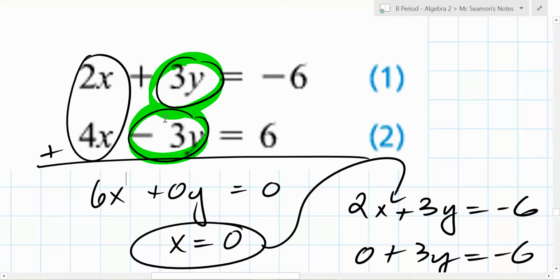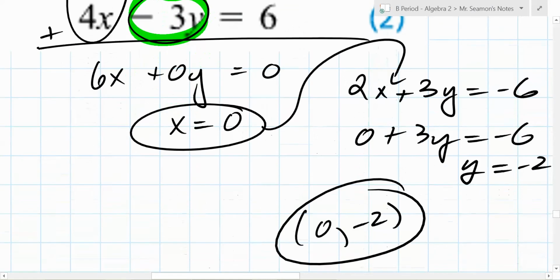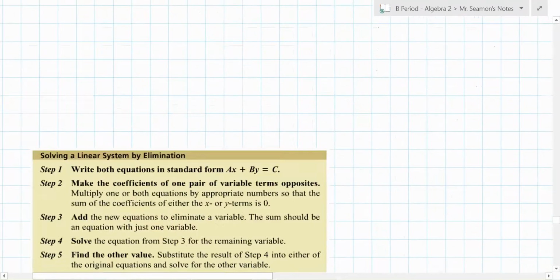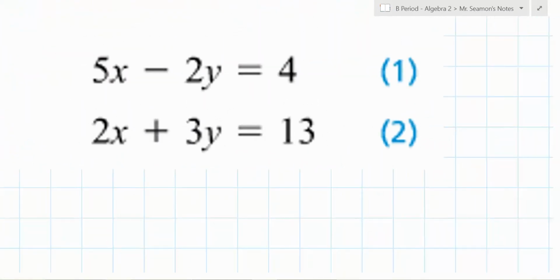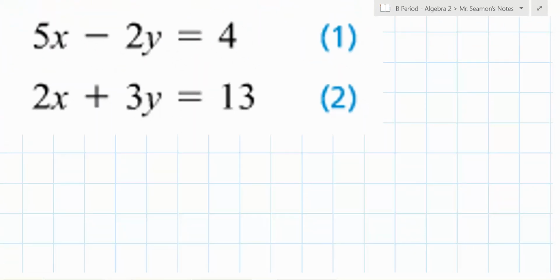Now here's the thing. How often are you going to have perfectly opposite values like that? Very rarely. Really rarely, right? Unless you make it true. Let me show you what I mean. Do you see any opposites right there? No. Again, what is the golden rule of algebra? What you do to one side, you do to the other.